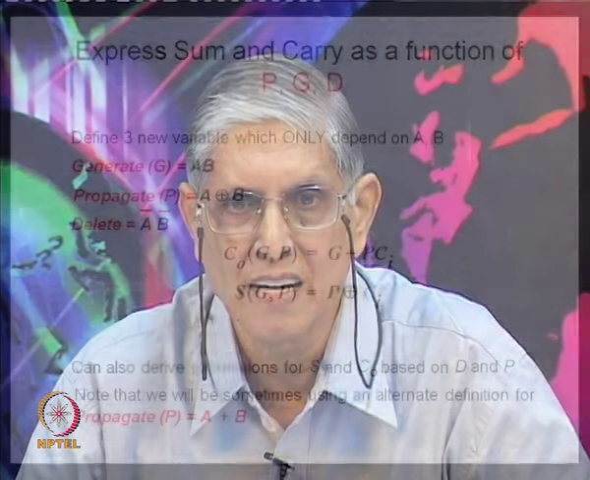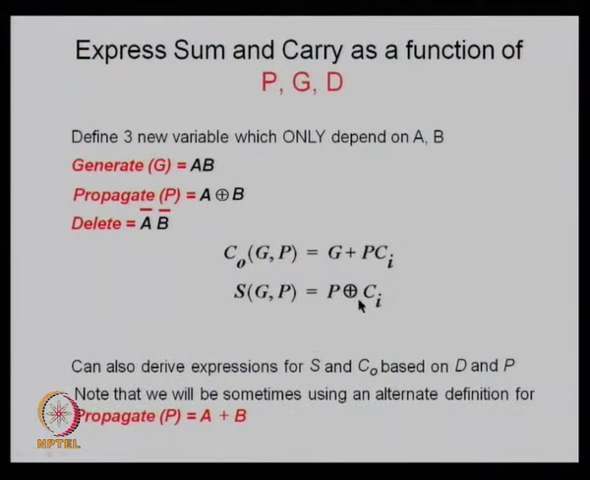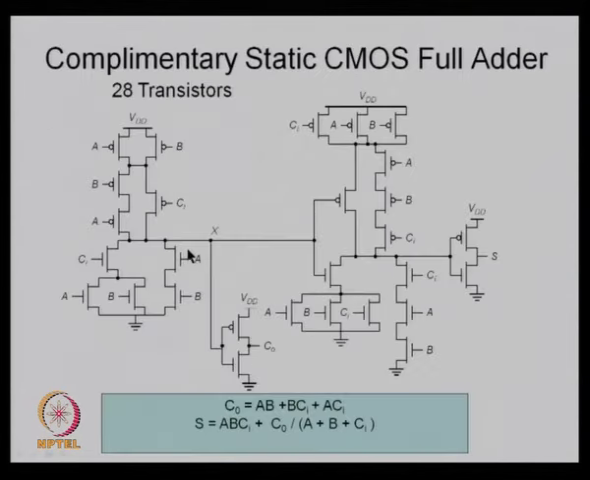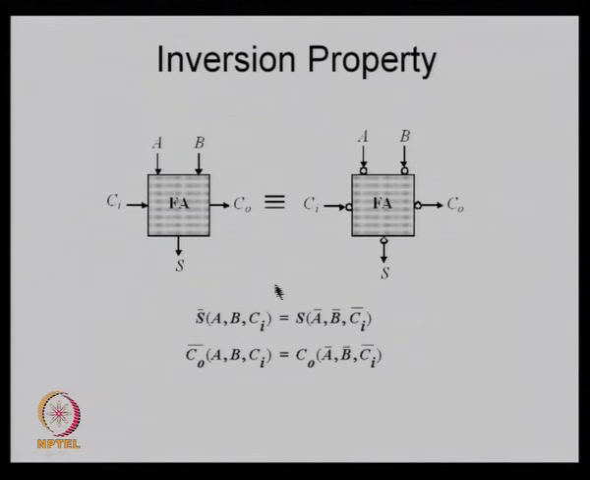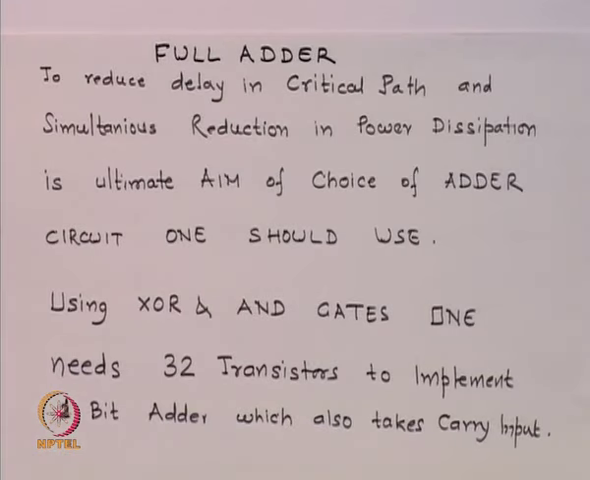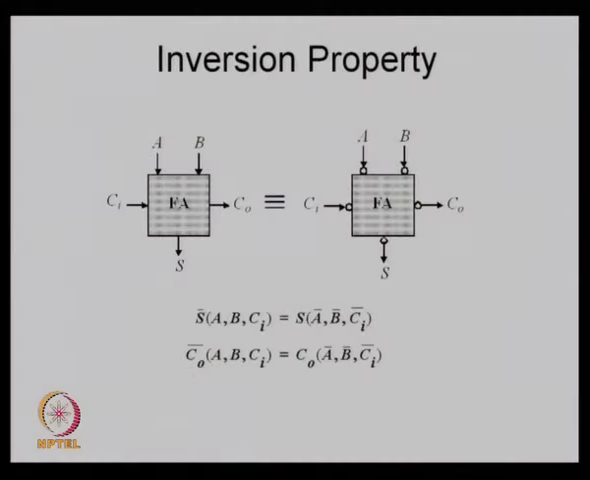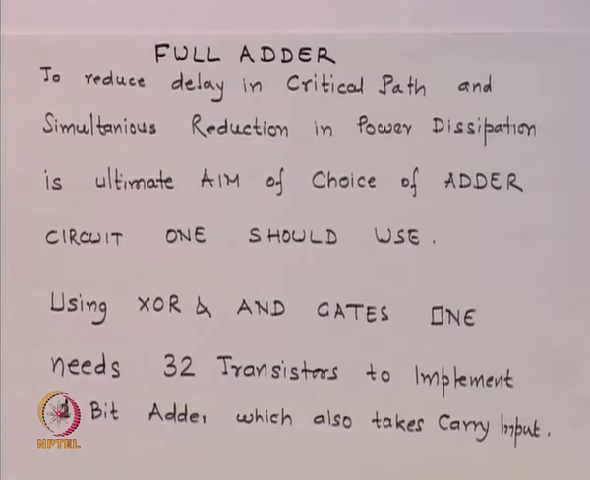So, what we did, if you see the previous slide, if you see this expression, since XOR gates are required to generate a propagate function, obviously, based on an XOR gate, one can make an adder. If you have XOR gates, one can create a normal adder, which essentially adds 2 bits at a time. Please remember they have 2 inputs A and B, and they also have 1 input carry, and then they generate the sum and the output carry. Typically, as I said, it requires 32 transistors.